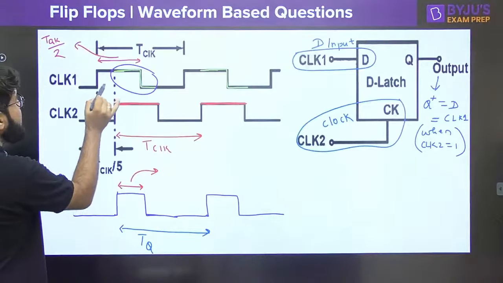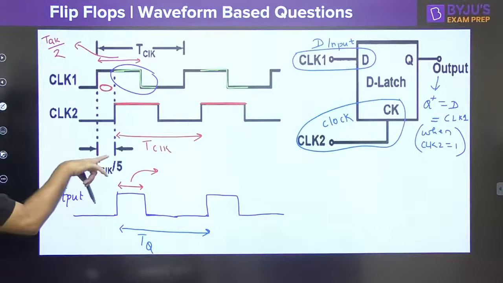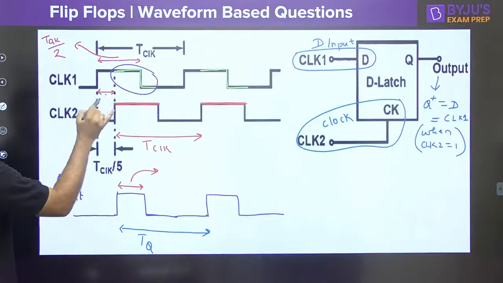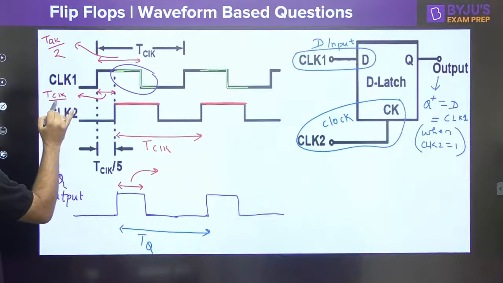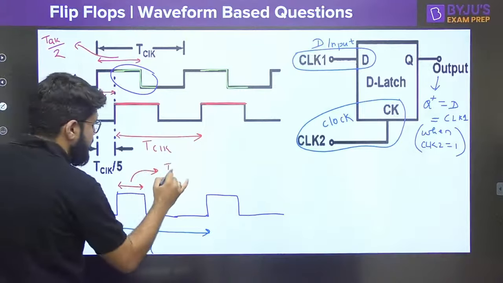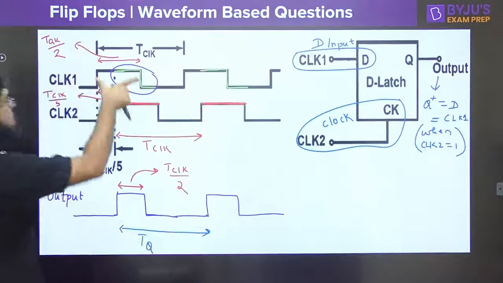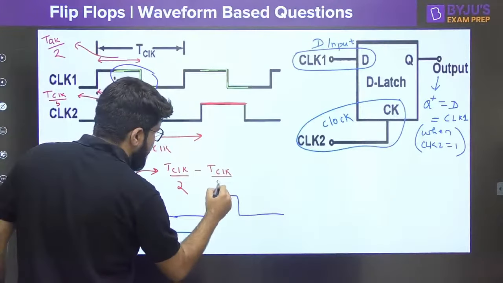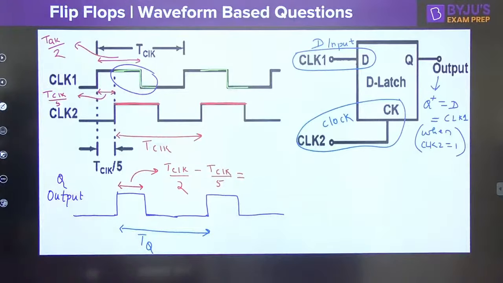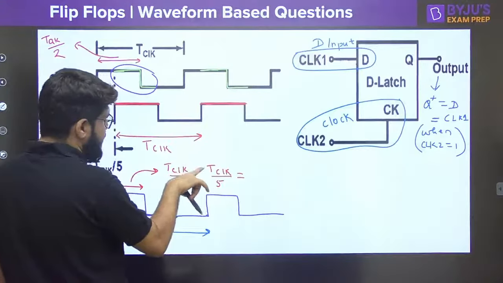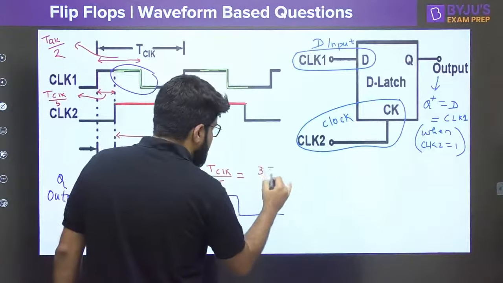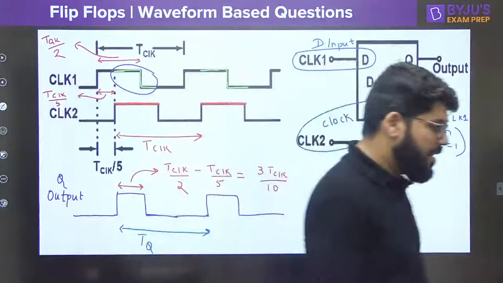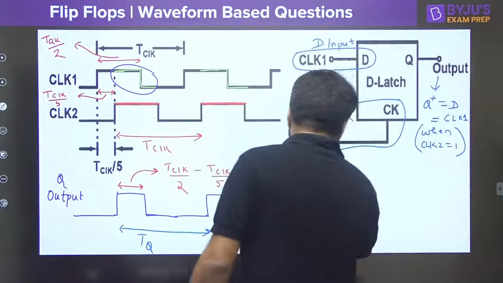Now, how much is this duration, guys? That is also mentioned, T clock by 5. Let me write it down very clearly: this is T clock divided by 5. So how much is this period? It is T clock divided by 2 minus T clock divided by 5. So 1 by 2 minus 1 by 5: 5 minus 2 is 3, LCM is 10. So this is 3 T clock divided by 10. So what should be the duty cycle? Let me complete it here.